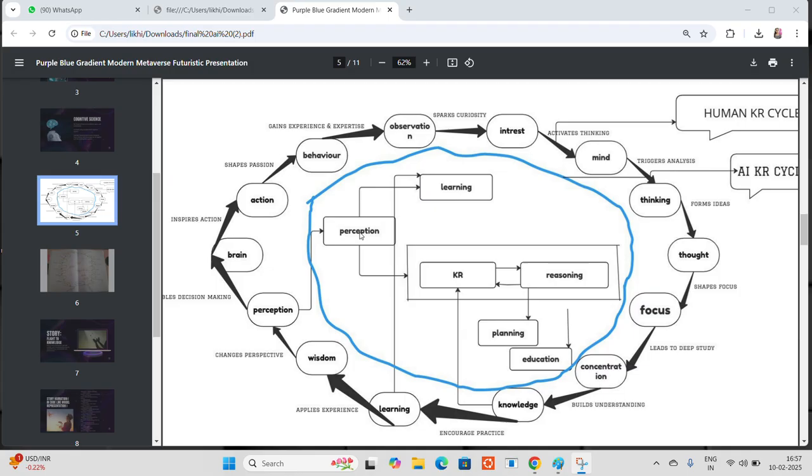Next, coming to planning. AI decides the next action based on the reasoning. So I gave an arrow mark like this. For example, the car calculates when to stop and when to move. This is all about the planning of the self-driving car, which comes after reasoning. Okay, coming to education. This education component is the main component in the AI knowledge representation cycle. Why? Because AI improves its knowledge by learning from new experiences.